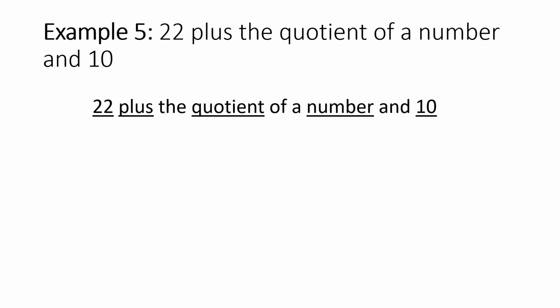Okay, let's look at example 5, 22 plus the quotient of a number and 10. I'm going to translate each important piece. 22 is just 22, plus represents addition, quotient represents division, number is going to be x, and then 10 is just going to be 10. Now this one's a little bit different because I have that plus and quotient next to each other, so you want to look at the rest of the phrase all together. It says quotient of a number and 10.